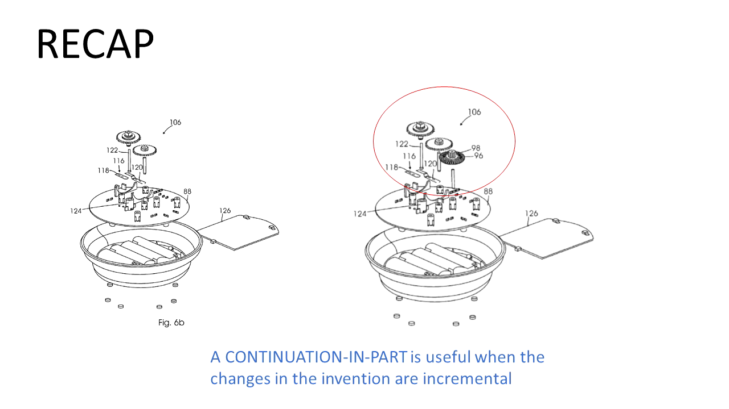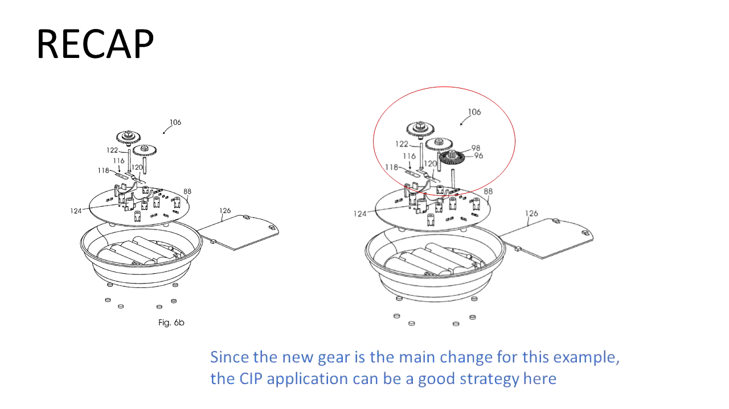So just to recap, for incremental changes, this continuation in part application can have advantages over filing a new regular application. Now, if instead of adding a 3rd gear, I redesigned the entire pencil sharpener and it didn't look anything like the original, then a continuation in part may not be appropriate. It may be more appropriate to just file a new application from scratch. But this type of application, this continuation in part, is useful for when you have an incremental improvement.